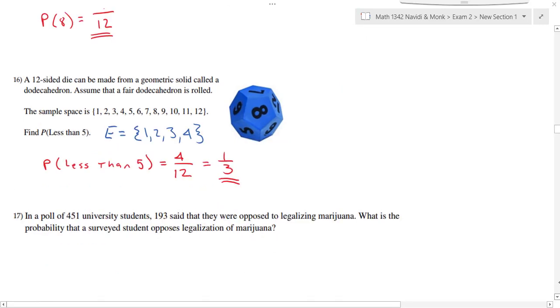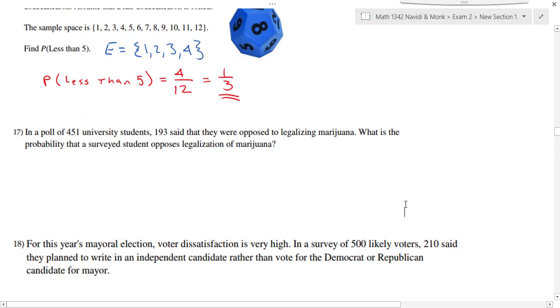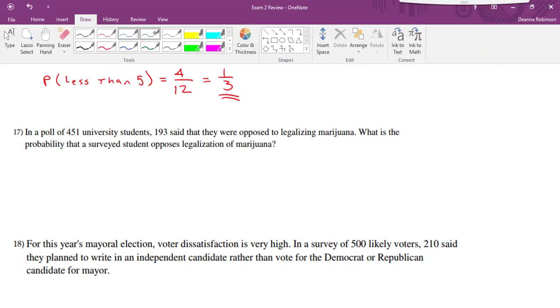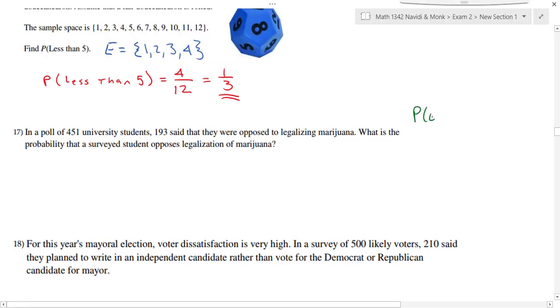Number 17. In a poll of 451 university students, 193 said that they were opposed to legalizing marijuana. What is the probability that a surveyed student opposes legalization of marijuana? Whenever you have these probability problems like this, I think it's a good idea if you identify what your event is, what your sample space is, and then how many elements are in your event and how many elements are in your sample space. Because that's how we find the probability of an event.